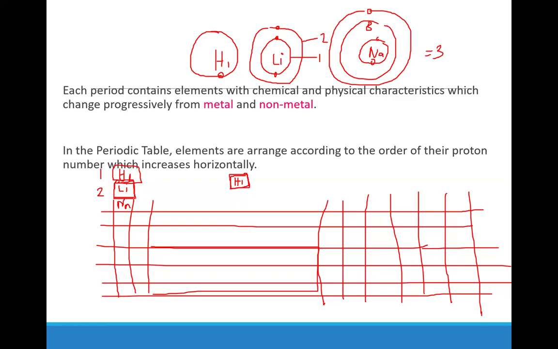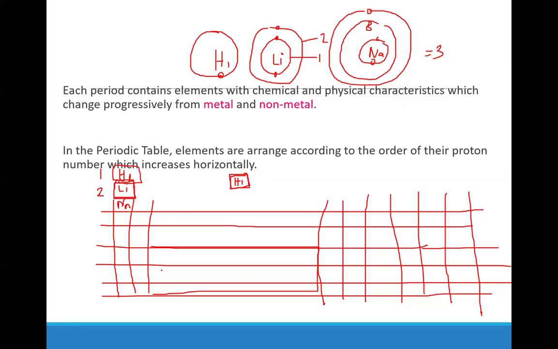So the period number basically tells you how many shells are being occupied by the electrons in that atom, right? There's another important property which is predicted by period number, and that is the reactivity of that element. Okay, it tells you the reactivity of that element.